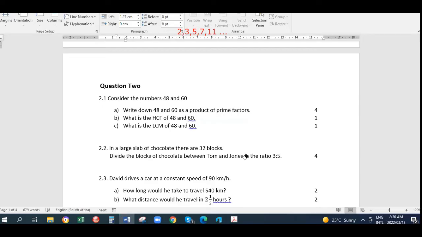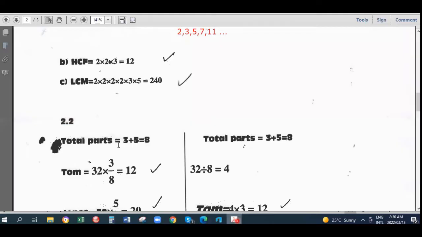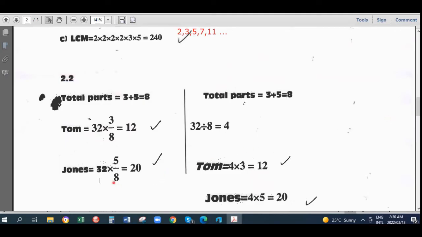So you work out your total parts, and then you work out 3 out of the full parts for Tom and 5 out of the total parts for Jones. So if you're looking at your answer, so your total parts is 3 plus 5, which is 8. So Tom is, of the 32, you're giving him 3 parts. So 32 times 3 over 8, which gives you 12. And Jones is 32 times 5 over 8, which is 20.